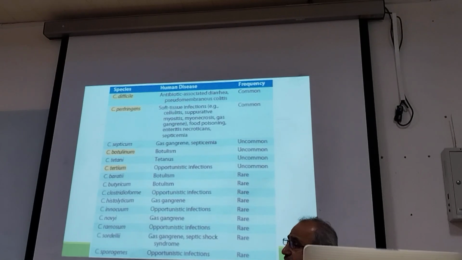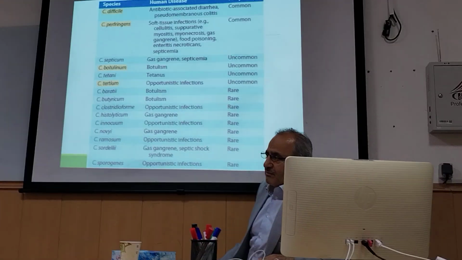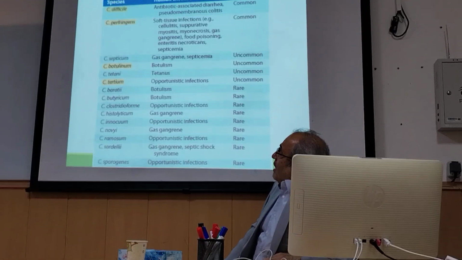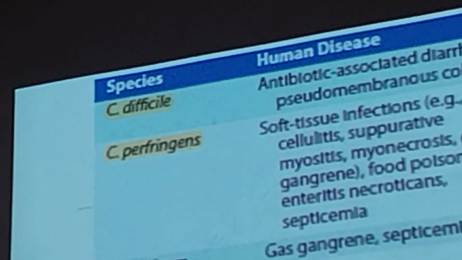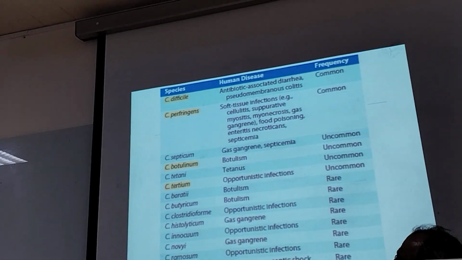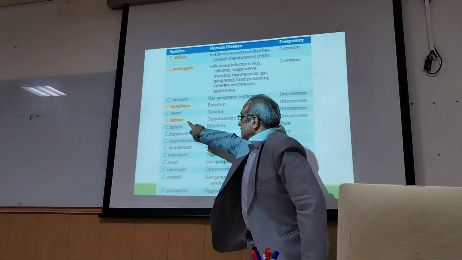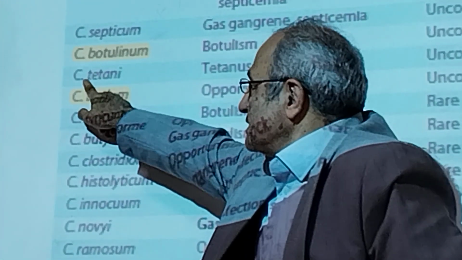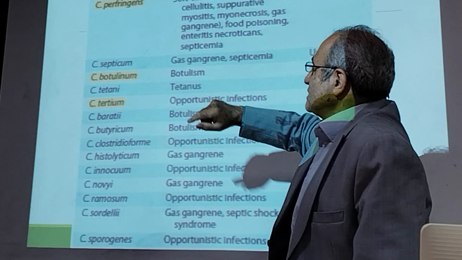This slide is in your book, Murray's book. I took it from Murray's book. I highlighted 4, but one is highlighted by mistake, the 4th one. You should replace it with this one. This is tetanus. It is very important. We talk about this today.